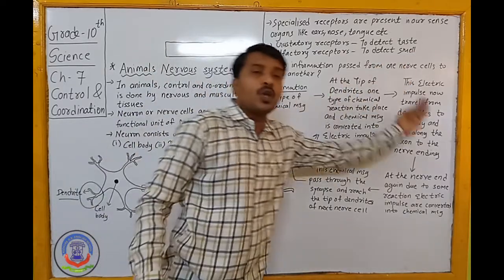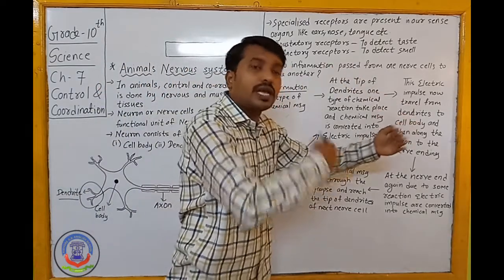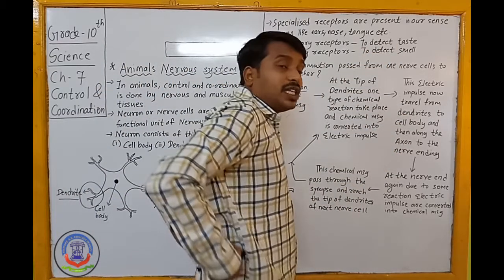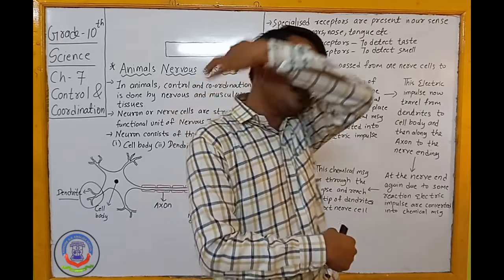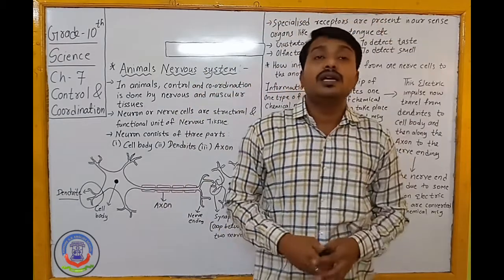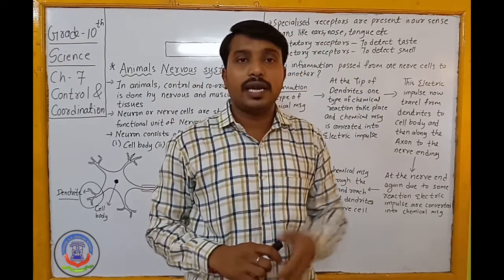So this way the whole information goes from one nerve cell to another nerve cell, then to the next nerve cell and so on, from the spinal cord it reaches our brain. हमारे स्पाइनल कॉर्ड से पीछे से होते हुए हमारे ब्रेन तक इस तरह से इंफॉर्मेशन को पहुंचाया जाता है, ठीक है, लेके जाया जाता है.